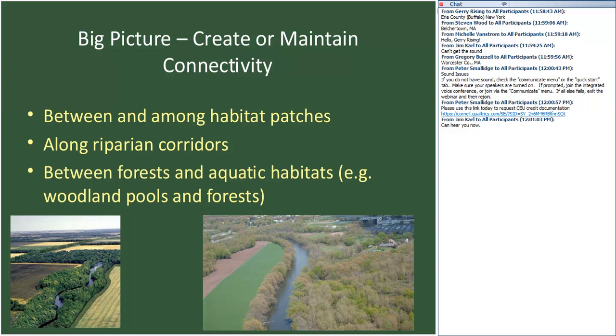And then you can also think about maintaining connections between forests and aquatic habitats, for instance, woodland pools and surrounding forest lands, or wetlands and surrounding either shrublands or forest lands. Because a lot of organisms that use aquatic habitats, we might think of them as aquatic organisms, especially amphibians and reptiles, but they oftentimes also depend on surrounding or adjacent forest lands or other terrestrial habitats. So maintaining connections between those two. Very few animals, I mean, when we think about a lot of our frogs even, they use water some of the time, and they're out of water a lot of the time.